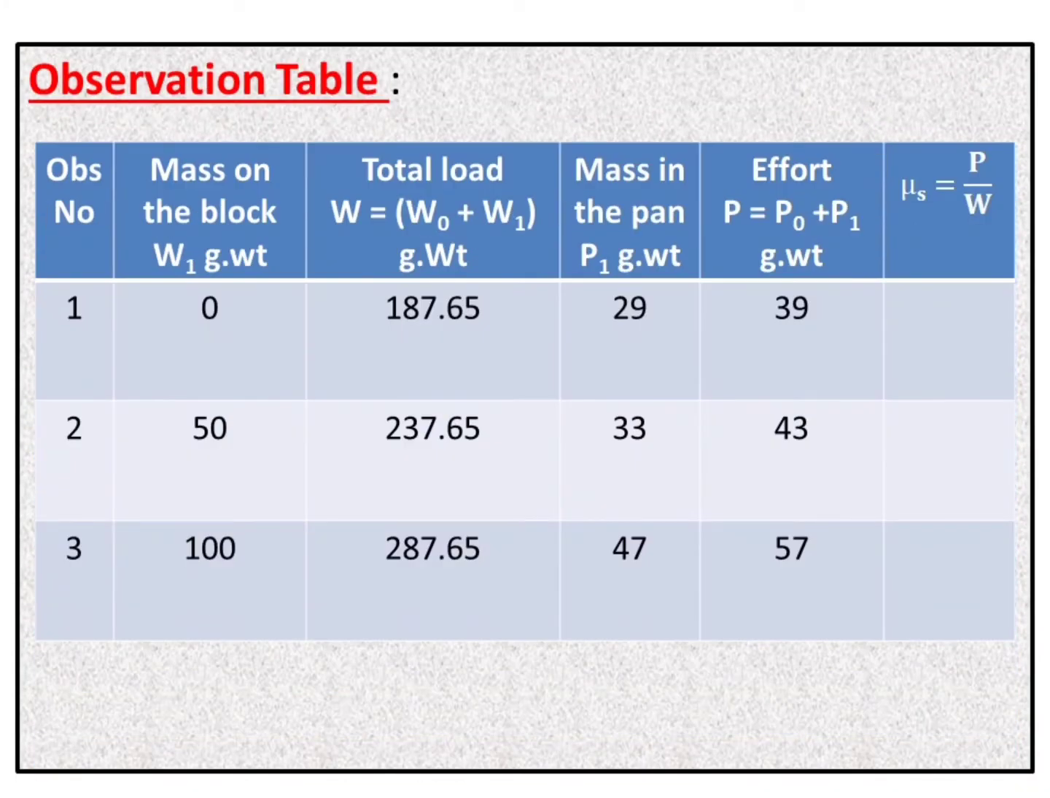For the third observation, we have added 100 gram mass on the block. So the total load is 187.65 plus 100, which is equal to 287.65. Then the mass in the pan is 47. So the effort is 10 plus 47, which is equal to 57.